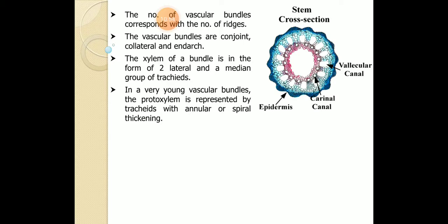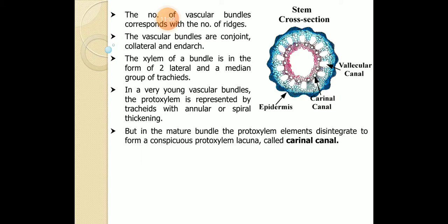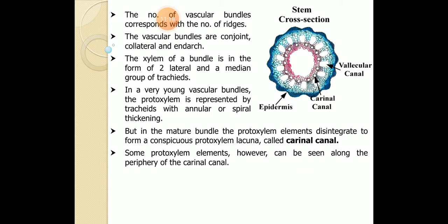Usually in the case of young vascular bundles, they consist of protoxylem represented by tracheids with annular and spiral thickenings. But when they mature, the protoxylem elements disintegrate to form a lacuna, and lignin will be present, and they look like a halo region. Those are called carinal canals. That's why in the Equisetum stem you will find the carinal canals and the vallecular canal region.